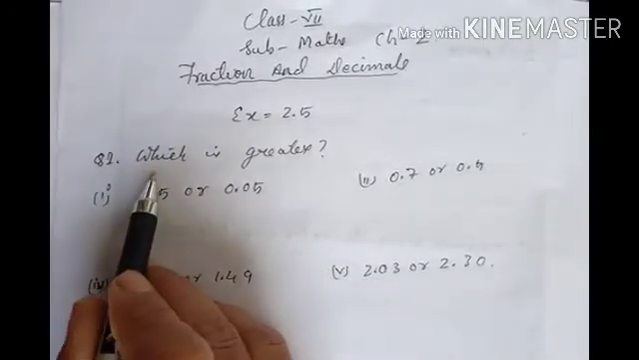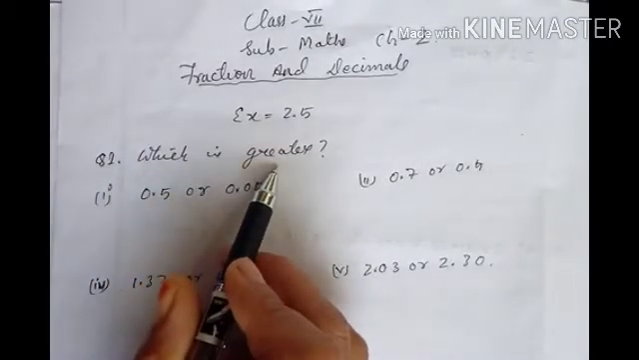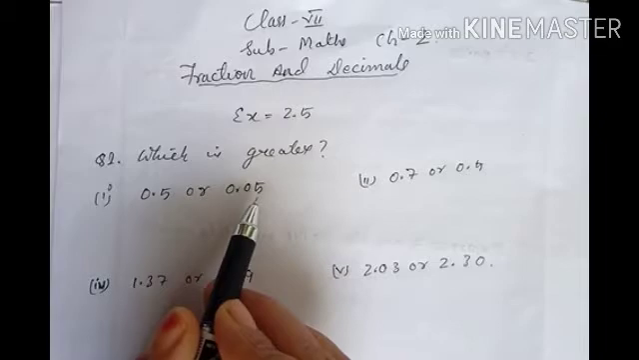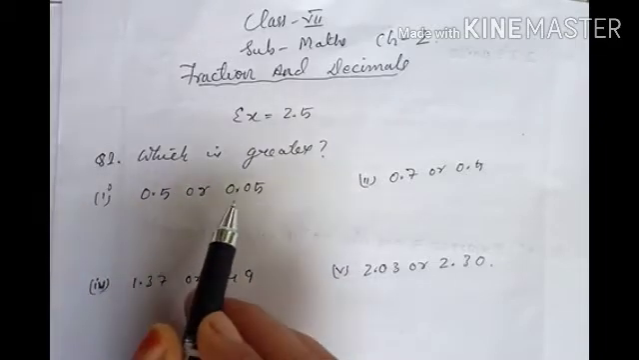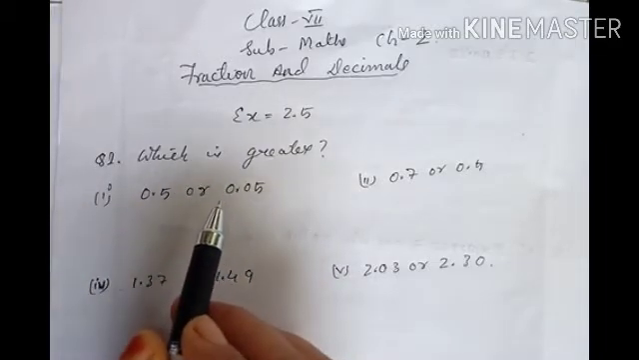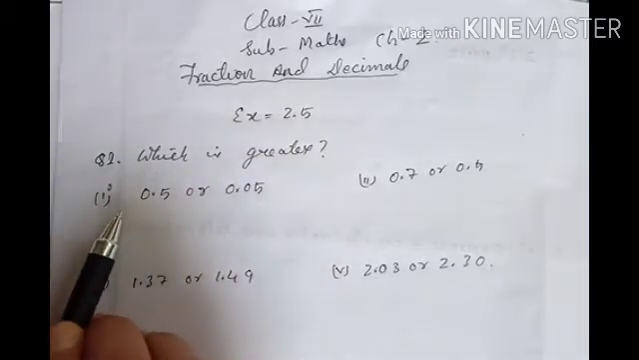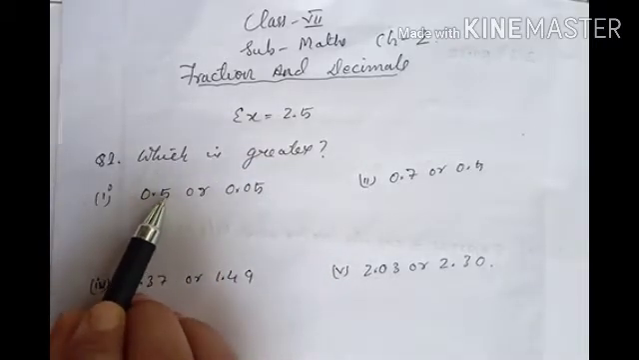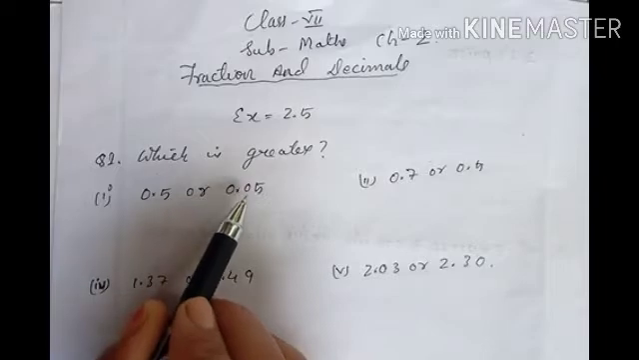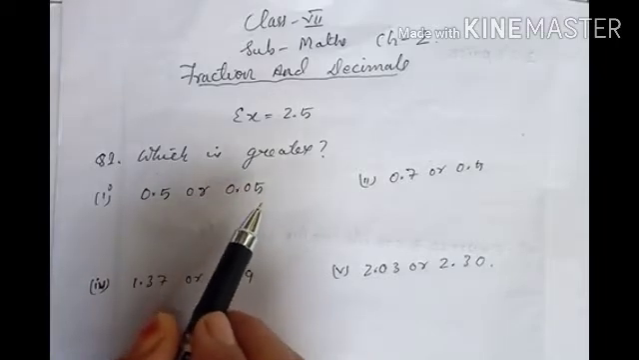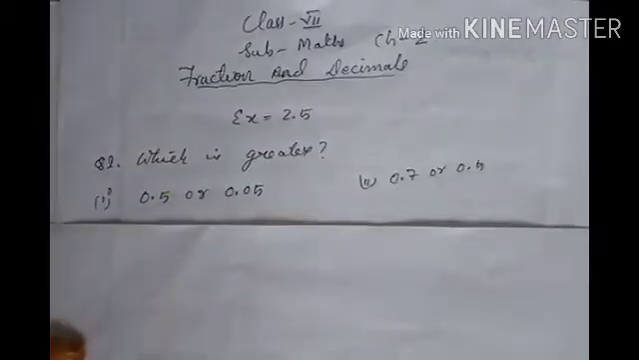Question number 1. Which is greater? So greater means what? Bigger one, isn't it? Two numbers are given and you have to compare which number will be bigger than the other one. Here we can see 0.5 or 0.05. So I will explain with an example.